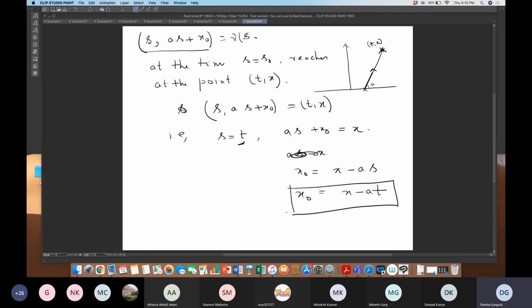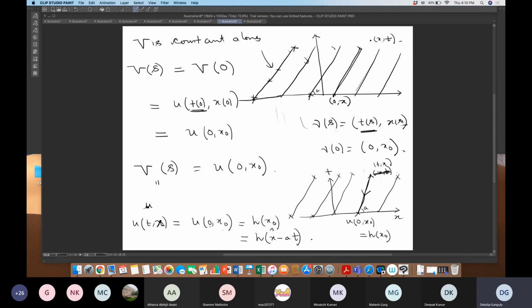This is the straight line (S, AS plus x naught), right? It started from the point here with slope A. It reaches the point (t, x) at, let's say, the time S equal to S naught, because this is parameterized with S. Then S equal to t and AS plus x naught equal to x. So you can substitute x naught equal to x minus At. So u of (t, x) is nothing but u of (0, x naught) because u is constant along this straight line, that is equal to h of x naught.